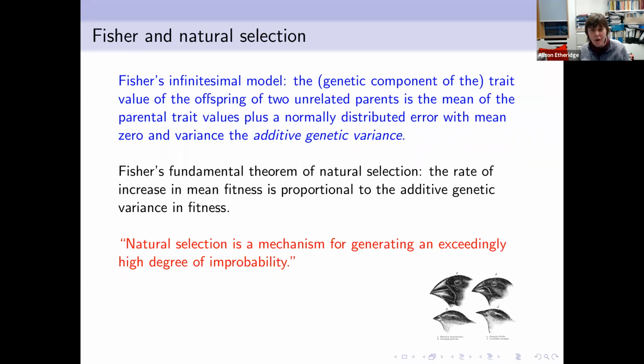Okay, and this is a quote I very much like, and we'll come back to it later, again due to Fisher, who said that natural selection is a mechanism for generating an exceedingly high degree of improbability. So perhaps the way in which those Galapagos finches in the bottom right move from having a very narrow beak to a very broad beak through these different stages.